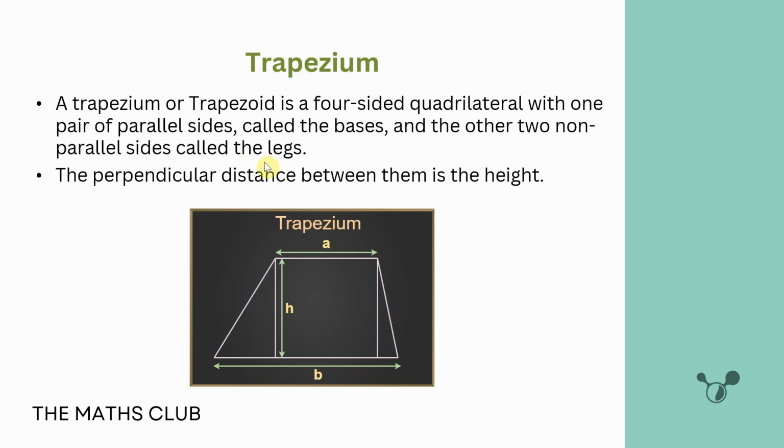And then the perpendicular distance between them is the height. So you can see the height here is the perpendicular distance from here to here. So we said it consists of one pair of parallel sides called the bases, these two sides, and the other two non-parallel sides are called the legs.